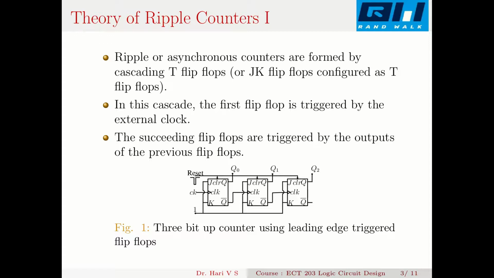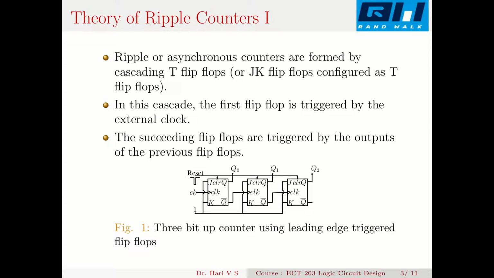Ripple or asynchronous counters are formed by cascading T flip-flops because in the theory of T flip-flops you have seen that it toggles in every clock cycle for T equal to 1. So such toggle flip-flops are commonly used in ripple counters. Sometimes JK flip-flops are configured as T flip-flops.